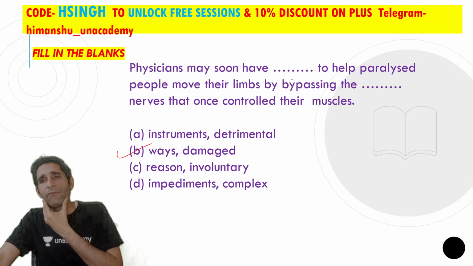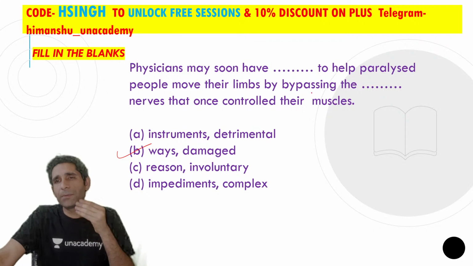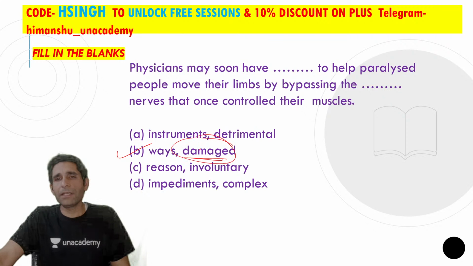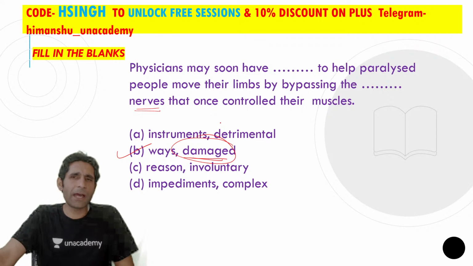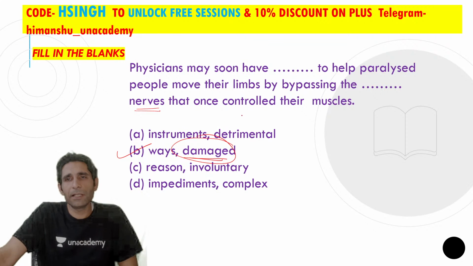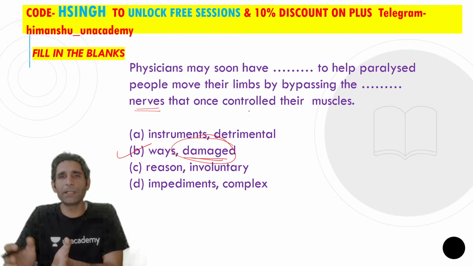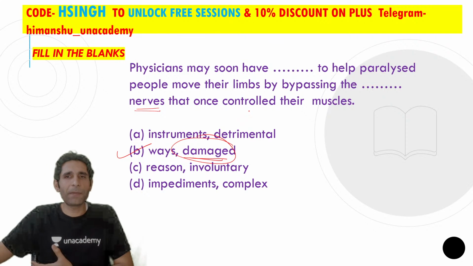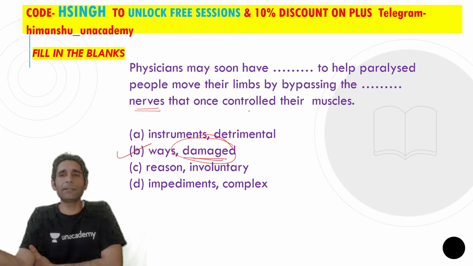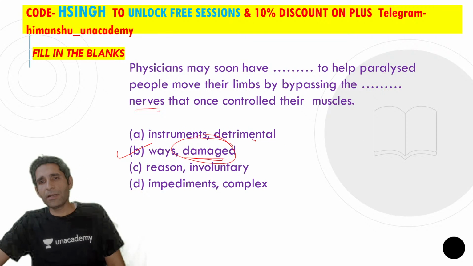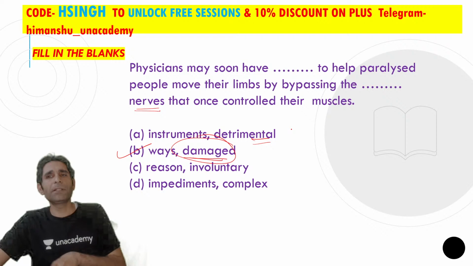Physicians may soon have ways to help paralyzed people move their limbs by bypassing the damaged nerves that controlled their muscles. So, damaged is the right adjective to modify the noun nerves. Okay, क्योंकि nerves damage होती हैं और damage हो जाती हैं तो obviously वो काम नहीं करती हैं. Like you obviously have to find a way to make them work. Okay, and that is what causes paralysis. That is damaged nerves. अब देखो detrimental हो नहीं सकता because detrimental is something that is harmful. Now you cannot have harmful nerves.